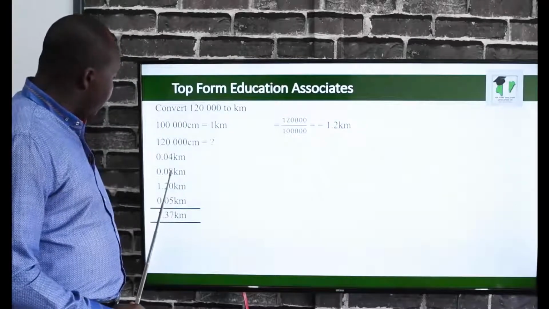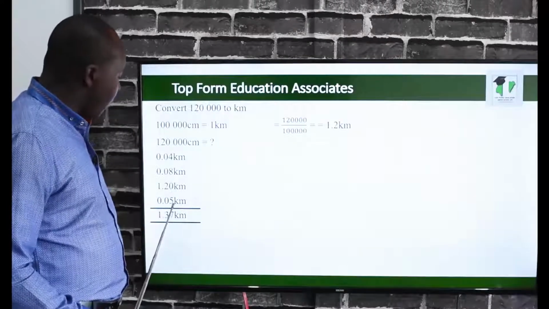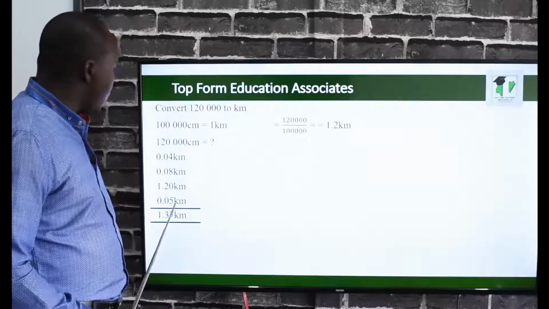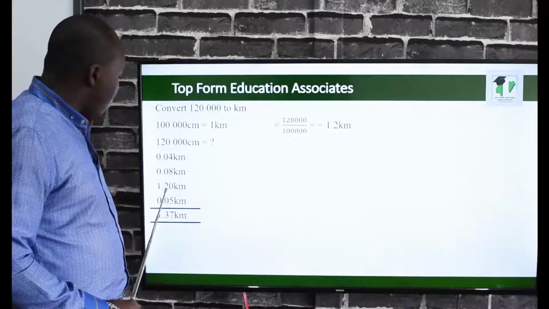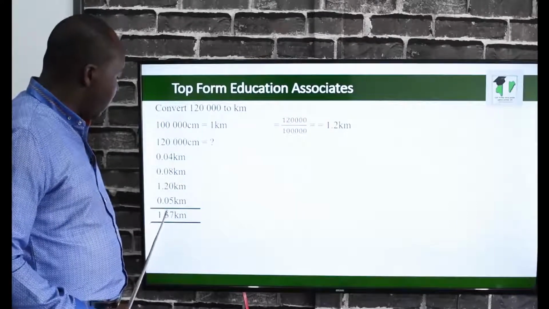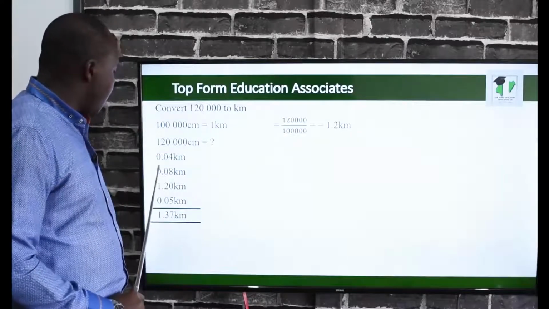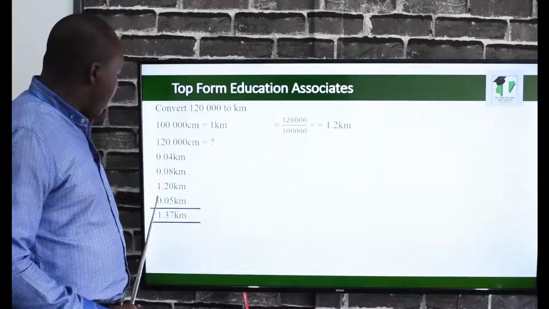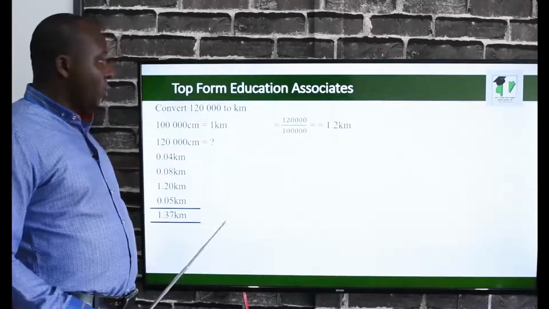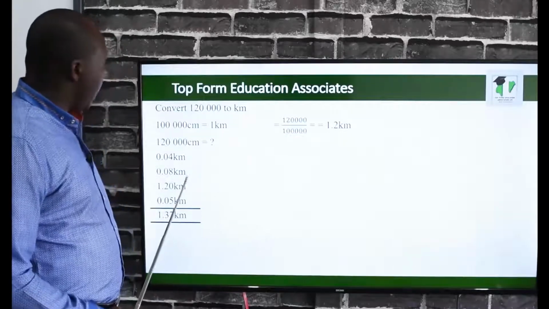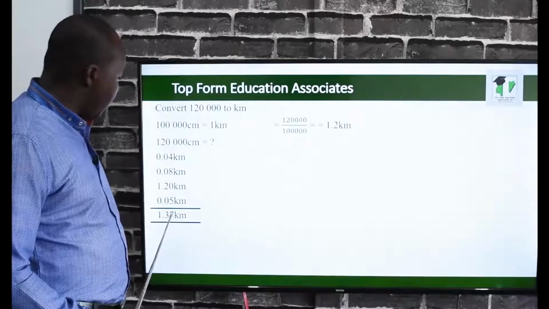4 plus 8, 12. 12 plus 0, 12. 12 plus 5, 17. I will write 7, carry 1 to the next number. 1 plus 0, 1. 1 plus 0, 1. 1 plus 2, 3. 3 plus 0, 3. So I will write my 3. I put my decimal point. 0 plus 0 is 0. 0 plus 1, 1. 1 plus 0, 1. So my answer will be 1.37 kilometers. So this is the end of that example, and the answer is 1.37 kilometers.